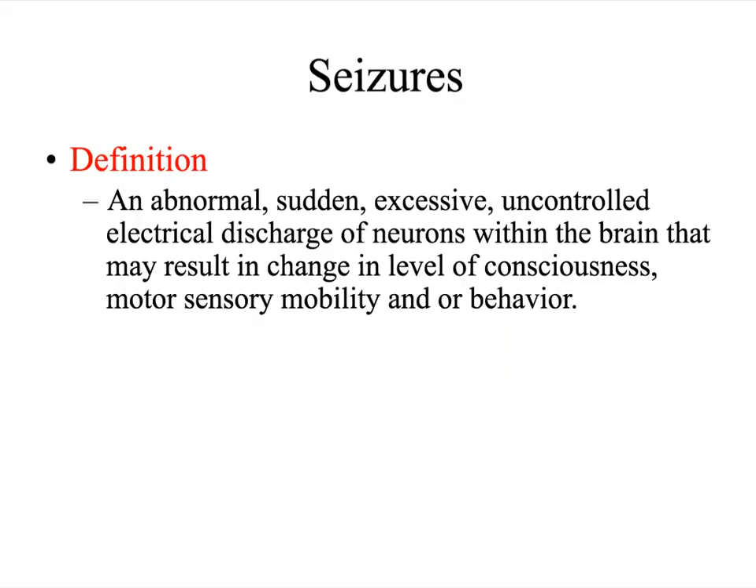This is your book's definition of a seizure. Essentially, it's an abnormal, excessive electrical discharge of neurons within the brain. It results in different types of presentations, but it can result in loss of consciousness, motor, sensory mobility, and/or behavior. And we'll talk about all the different types of seizures. We'll talk about the different causes and how to identify each type of seizure and what the causes are, etc.